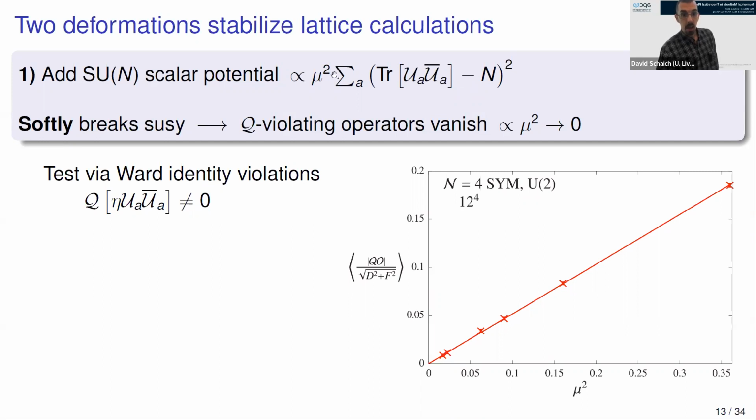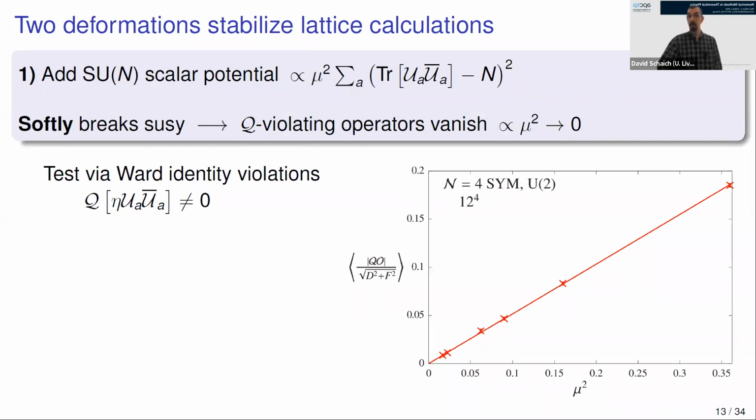So this explicitly breaks that last remaining supersymmetry, but it does so in a soft way. This is a soft supersymmetry breaking in the sense that all of the relevant supersymmetry violating operators that are now allowed to appear will appear with magnitudes proportional to this tunable coefficient mu squared that we just have to extrapolate to 0 when we take that continuum limit now.